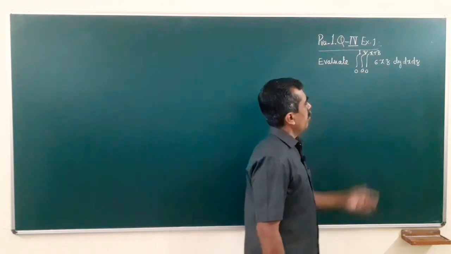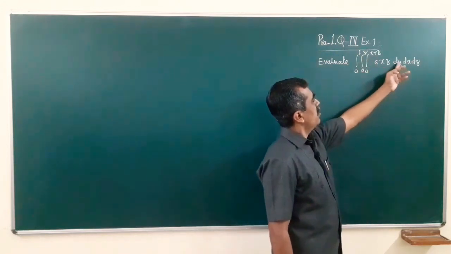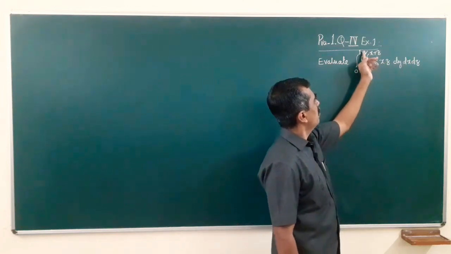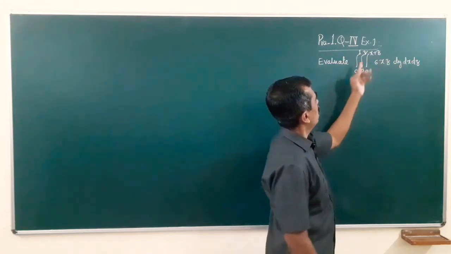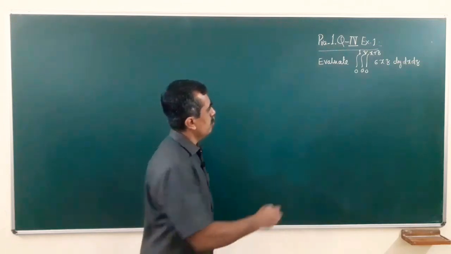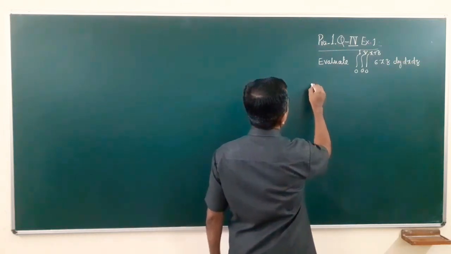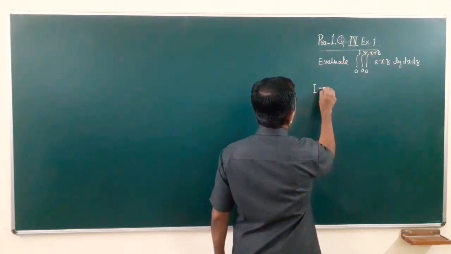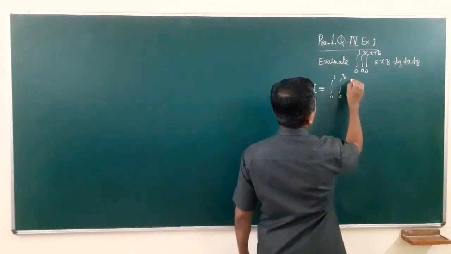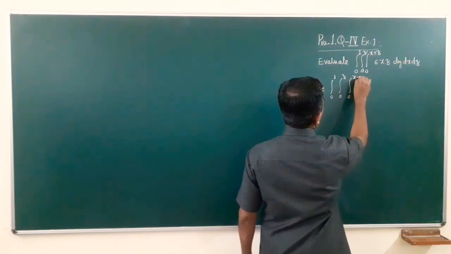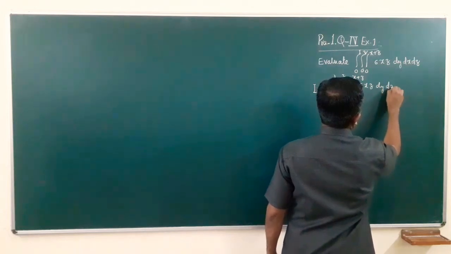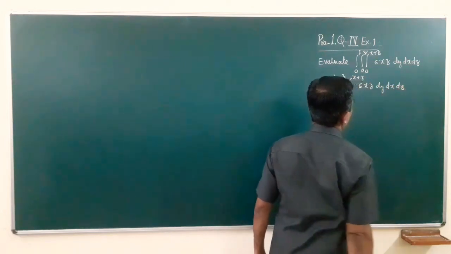So everything is given, all the limits. First with respect to y, the limits are given, second with respect to x, its limits are given, and at the end the limits of z are given as 0 to 1. So very simple. Let us start how to evaluate this. Let I be equal to the integral from 0 to 1, integral from 0 to z, and integral from 0 to x plus z, 6xz dy dx dz.